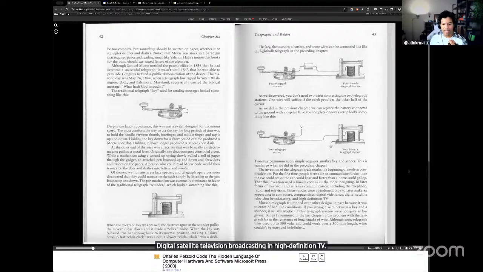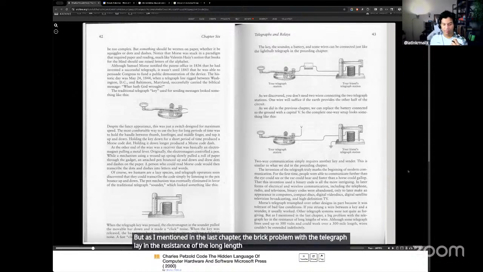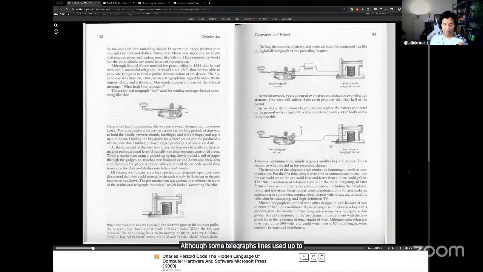Morse telegraph triumphed over other designs in part because it was tolerant of bad line conditions. If you strung a wire between a key and sounder, it usually worked. Other telegraph systems were not quite as forgiving. But as I mentioned in the last chapter, the big problem with the telegraph lay in the resistance of the long lengths of wire. Although some telegraph lines used up to 300 volts and could work over a 300-mile length, wires could not be extended indefinitely.